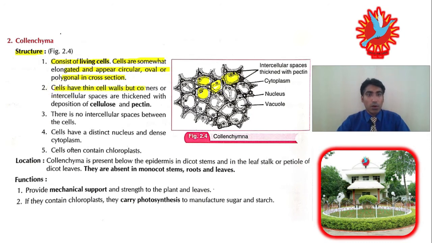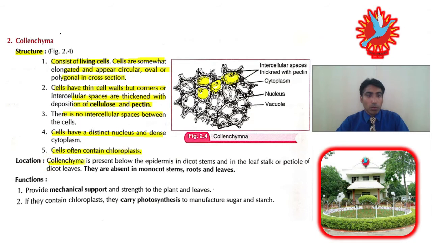Cells have thin cell walls, but corners or intercellular spaces are thickened with the deposition of cellulose and pectin. There are no intercellular spaces. You will not find any type of intercellular spaces that were present in the parenchymatous tissue, but here the intercellular spaces are completely absent. Cells have a distinct nucleus and dense cytoplasm. Cells often contain chloroplasts. Okay, so chloroplasts are the plastids that are responsible for the process of photosynthesis.